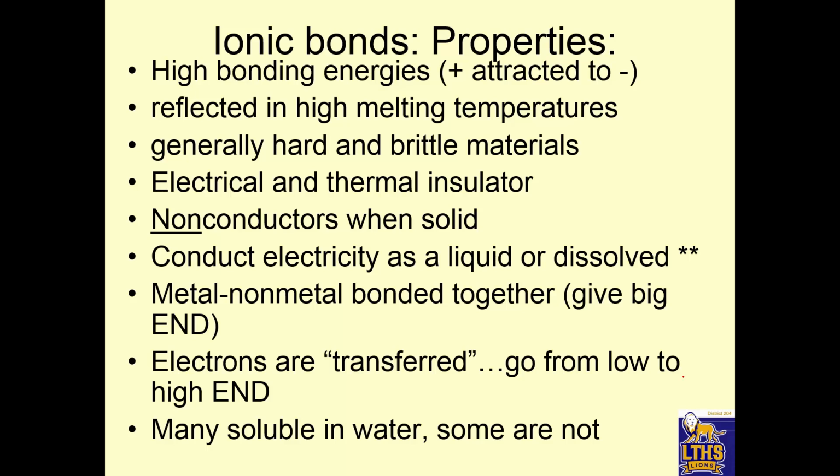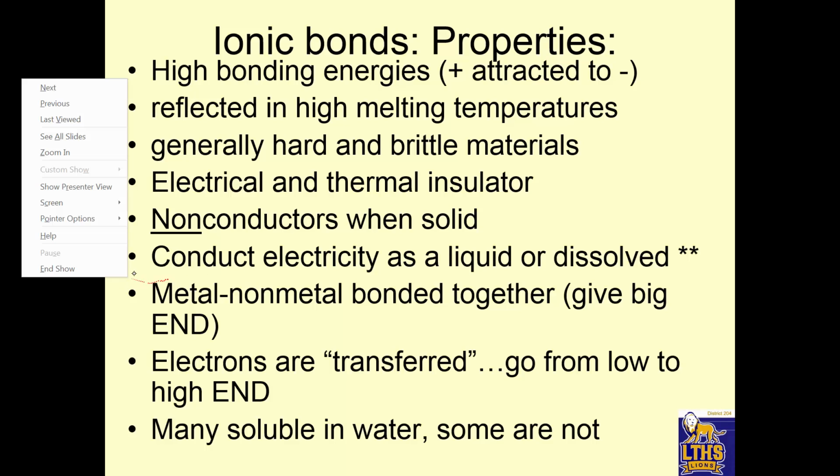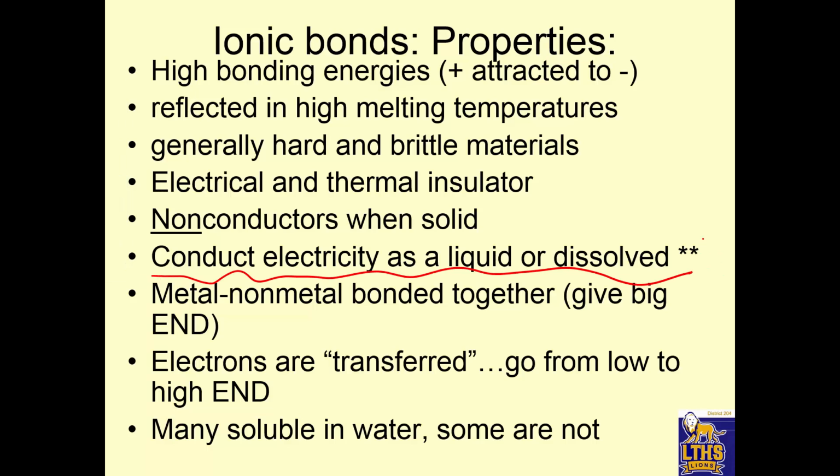So what kind of properties will you get of compounds when that happens? Well, here's a list of properties that you should get to know, and we'll practice in the lab. There'll be high bonding energies, which will cause high melting points. They'll usually be hard, brittle materials. They'll be electrical and thermal insulators. They'll be non-conductors when they're solid, but when you melt them or dissolve them, they will conduct electricity because they're made of ions. It's a metal and non-metal. So these are things above here that you would see in the lab along with this one. Those are properties that you could observe.